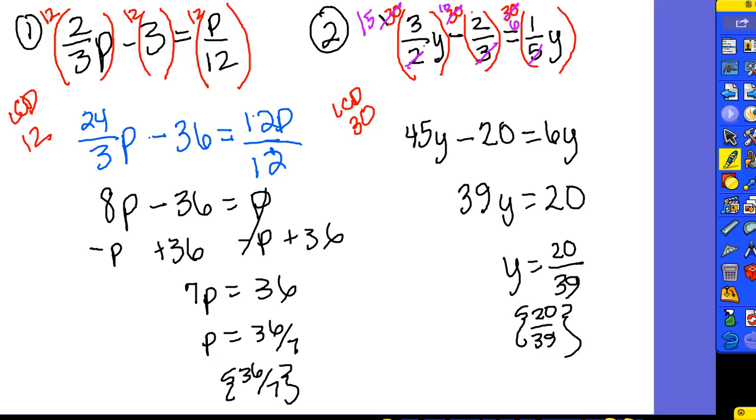No, because they don't have a common factor. Oh, I skipped steps. What do you need? Right. And the least common denominator is 30, so that's my red.